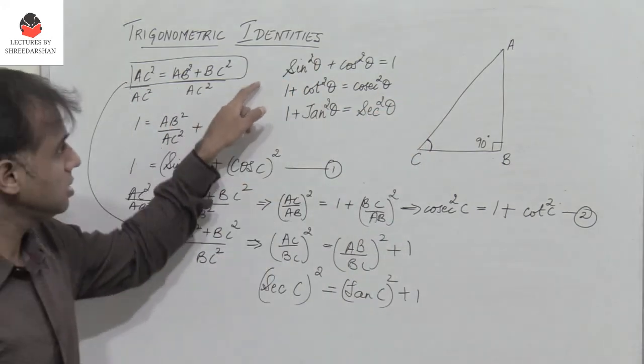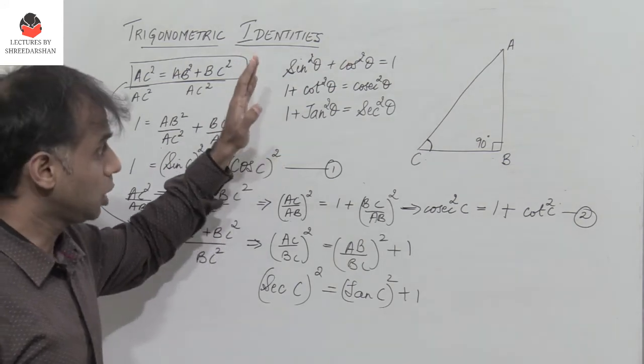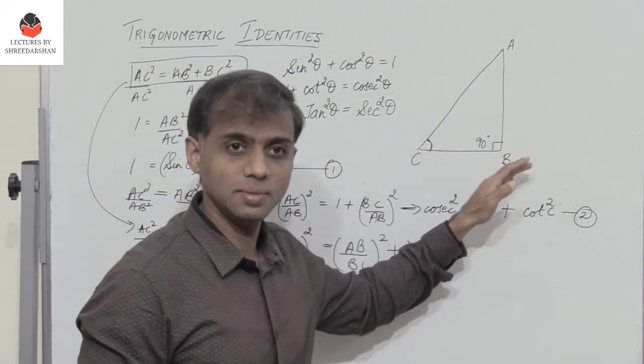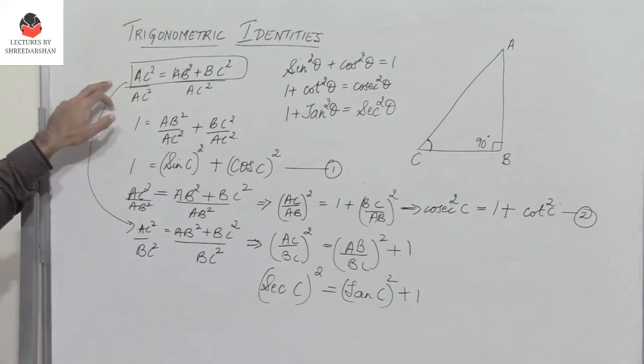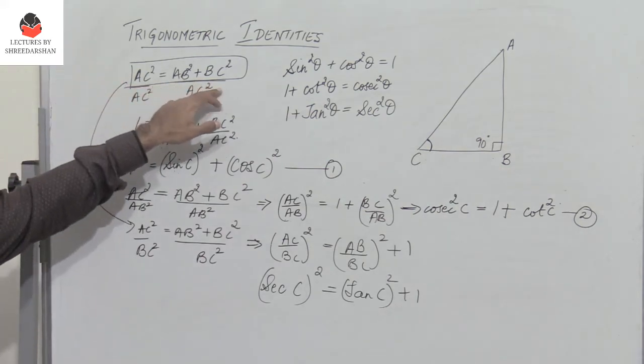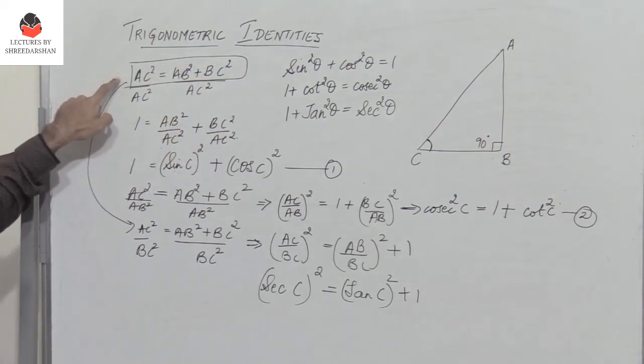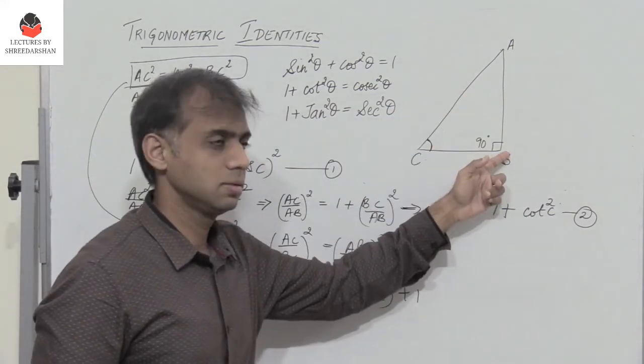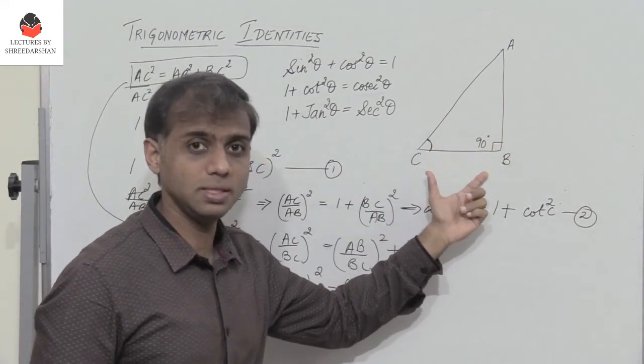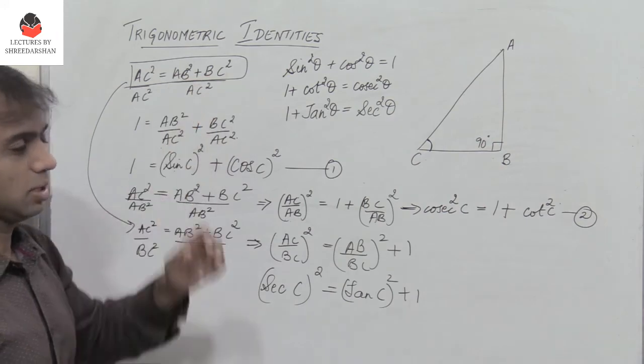Now, how did we get these three trigonometric identities? We got them by considering the right angle triangle ABC, writing this expression according to Pythagoras theorem, which states that AC square equals AB square plus BC square, and then dividing this expression by the hypotenuse square, then by the opposite side AB square, and then by BC square. We get these three relations.